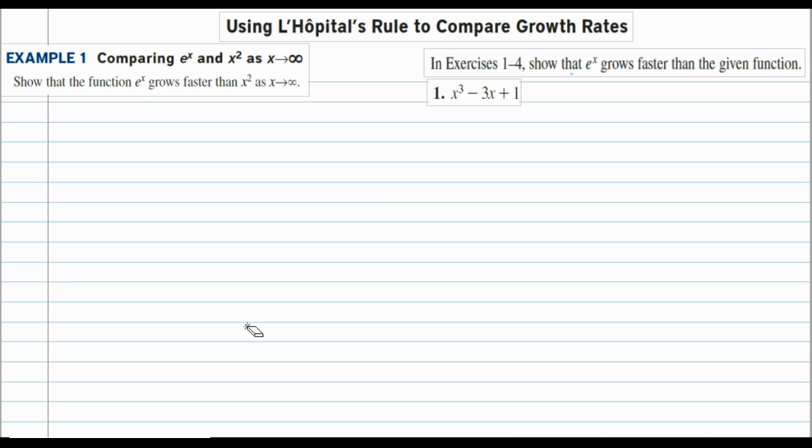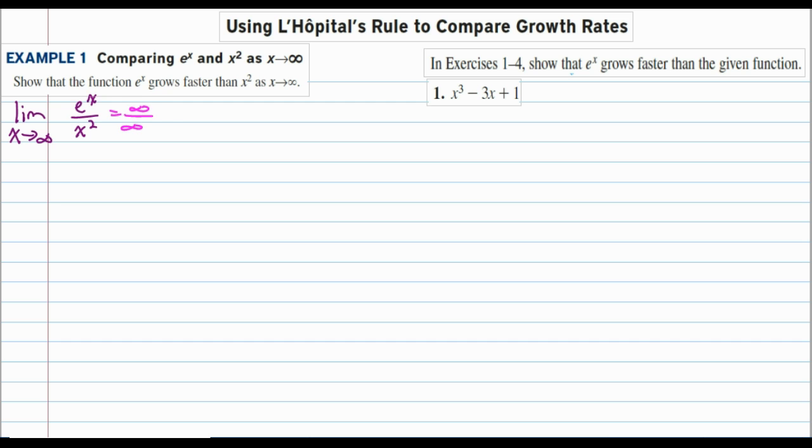So example 1 says compare e to the x and x squared as x approaches infinity. Show that the function e to the x grows faster than x squared as x approaches infinity. So if we're going to show that the function e to the x grows faster, maybe I want to take the limit as x approaches infinity of e to the x in the numerator and then x squared in the denominator. Now, if e to the x is supposed to grow faster, which it says I'm supposed to show, I want to get that limit to equal infinity.